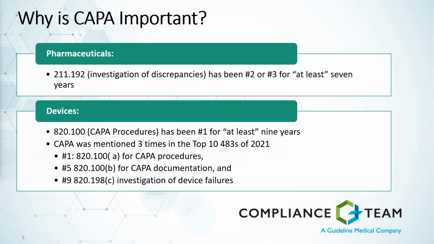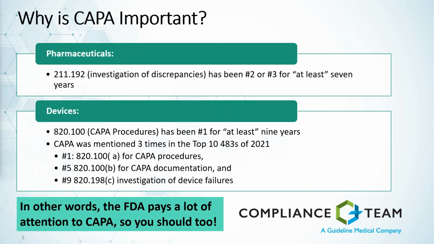I look at it in a couple different ways. First, looking at the requirements, 211.192, investigation of discrepancies. That has been number 2 or 3 in the number of 483s for at least 7 years. So focusing on CAPA is very important. In the device industry, 820.100, the CAPA procedure has been number 1 for at least 9 years. And CAPA has been mentioned 3 times in the top 10 483s last year.